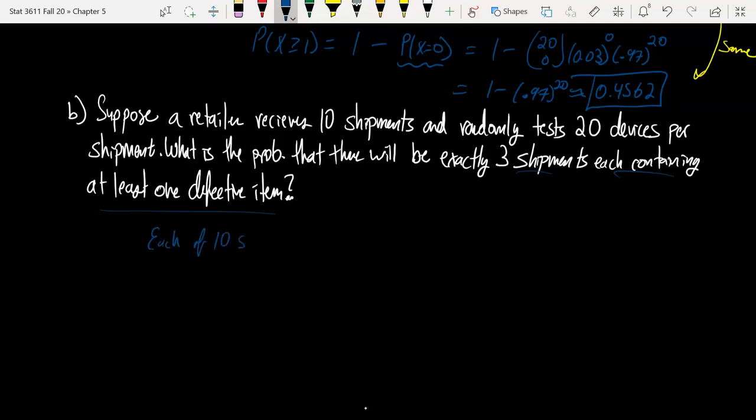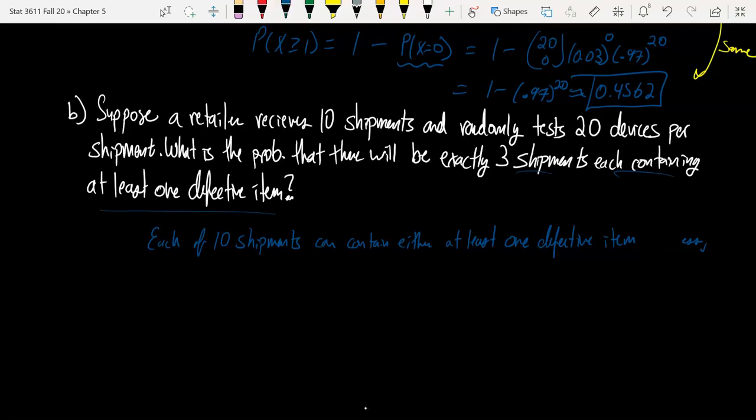Each of the 10 shipments can contain either at least one defective item. That would be a success. At least one defective item, that would be our success. What's the probability of success here?